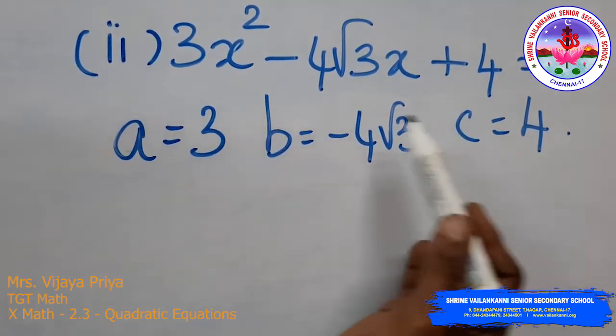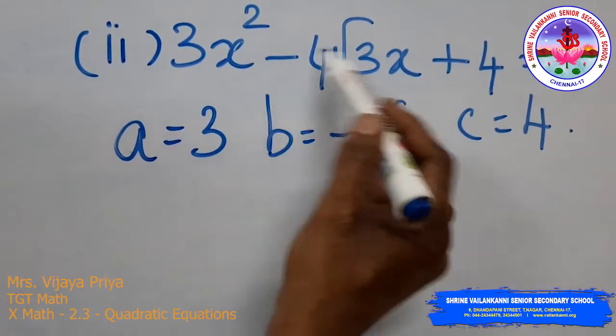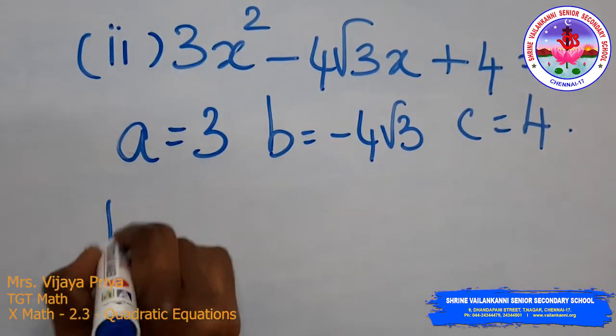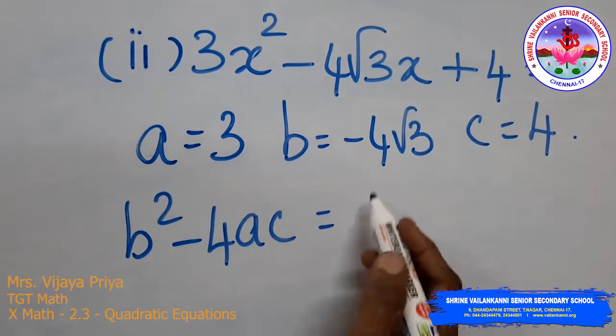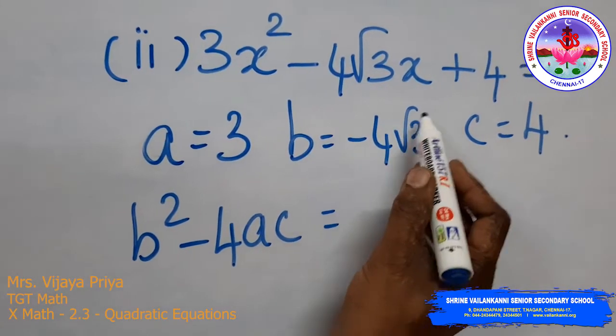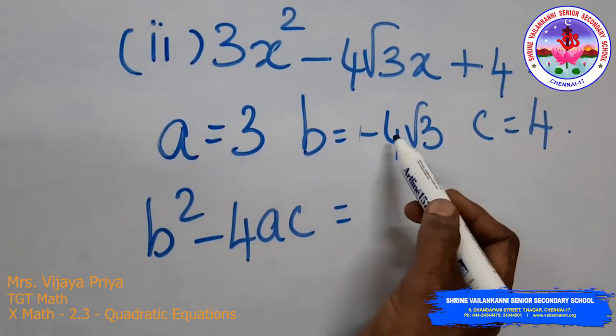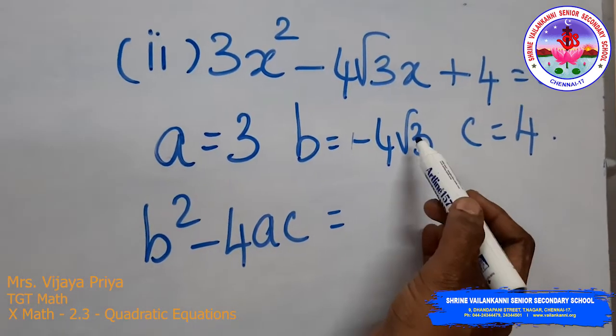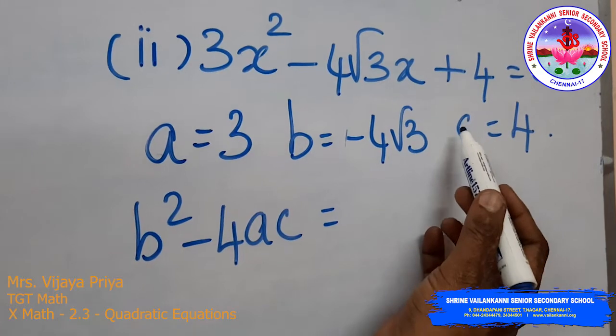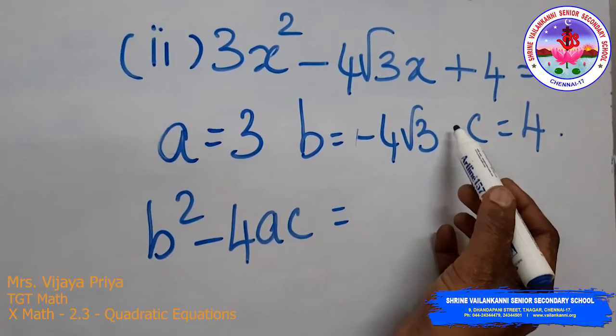We want to find the nature of the roots for this equation. So we are going to find the value of b squared minus 4ac, where b squared is minus 4 root 3 the whole square. So you will have 4 root 3 the whole square. 4 4s are 16. Root 3 into root 3 becomes 3. So 16 into 3 is 48.